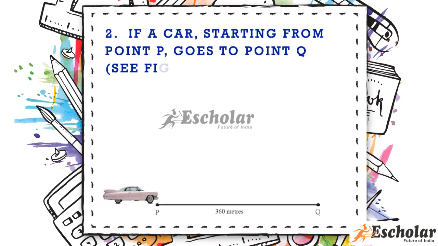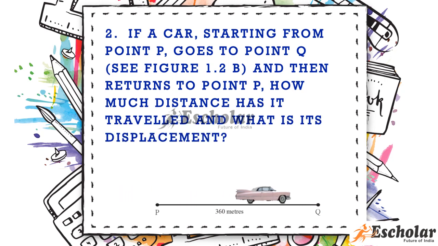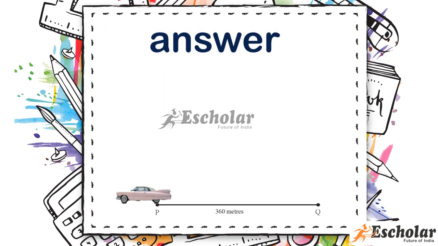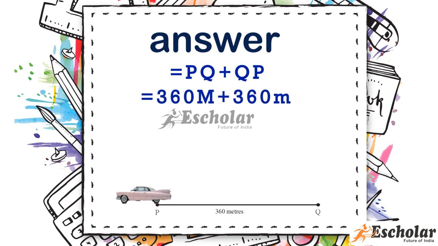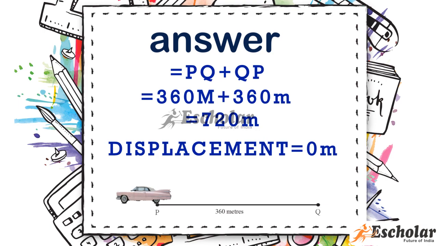Question 2. If a car starting from point P goes to point Q, see figure 1.2b, and then returns to point P, how much distance has it travelled and what is its displacement? Answer. The distance travelled by the car is PQ plus QP, equal to 360 meter plus 360 meter, equal to 720 meter, and its displacement is 0 meter.